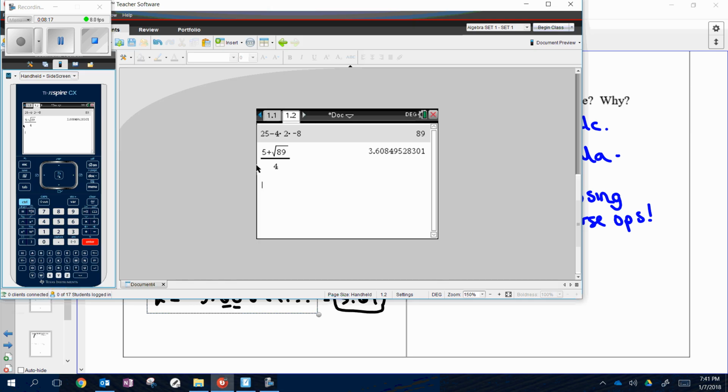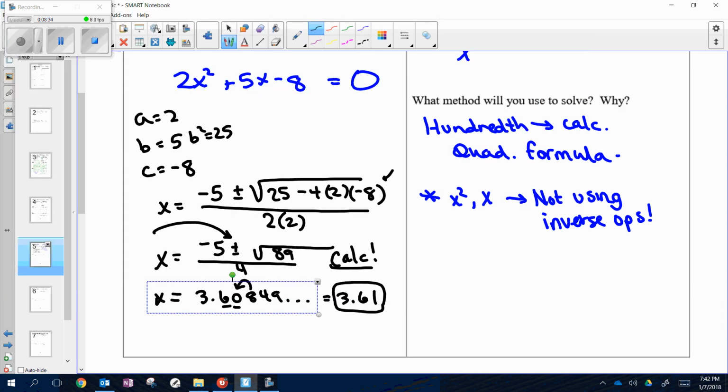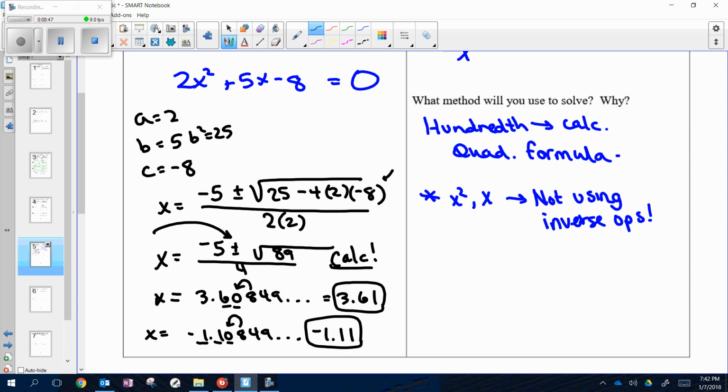I got to go back, highlight that, hit enter, and change the plus to a minus. -1.10849, dot, dot, dot, to the nearest hundredth spot is -1.11. The 8 made the 0 go up.